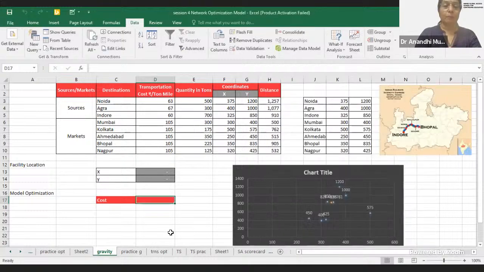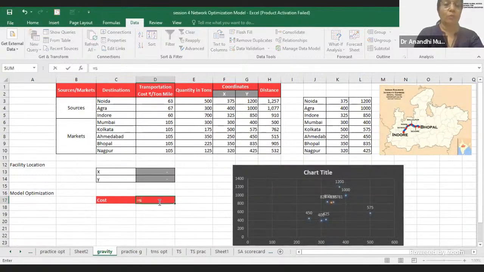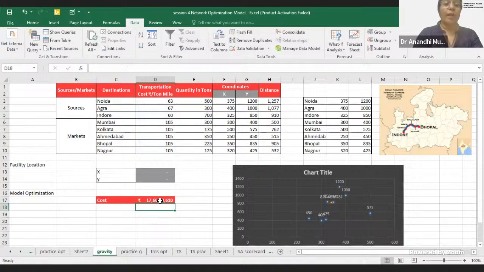That should carry a formula, that is the objective function. Okay, I have already kept it. Your cost is going to be the sum product of your transportation cost per mile, quantity in demand, as well as the distances between the markets. So that we have to feed here. Equal to sum product of your transportation cost, comma, your quantity demand, comma, and your distance, close brackets. So for the given transportation cost, for the quantity demanded, and for the given distance, this is the cost we are incurring as of now.